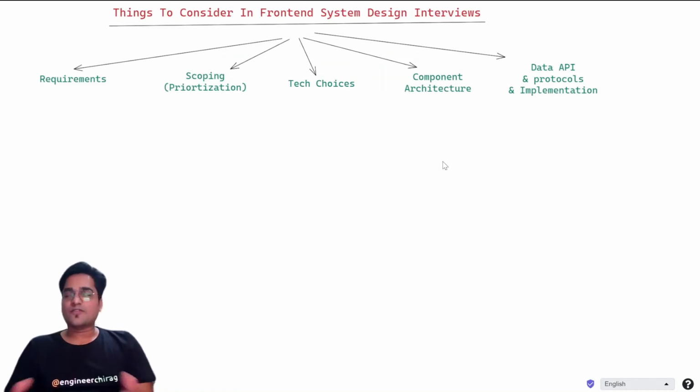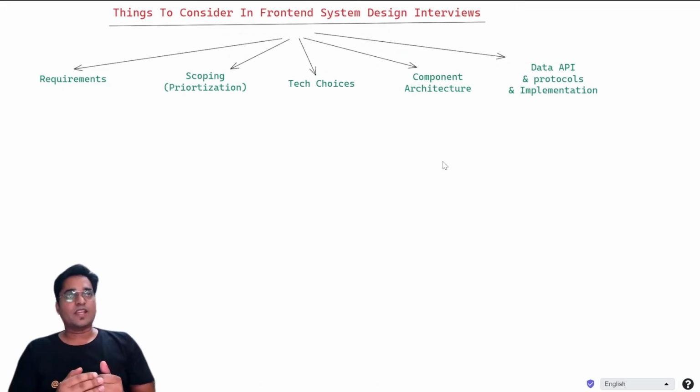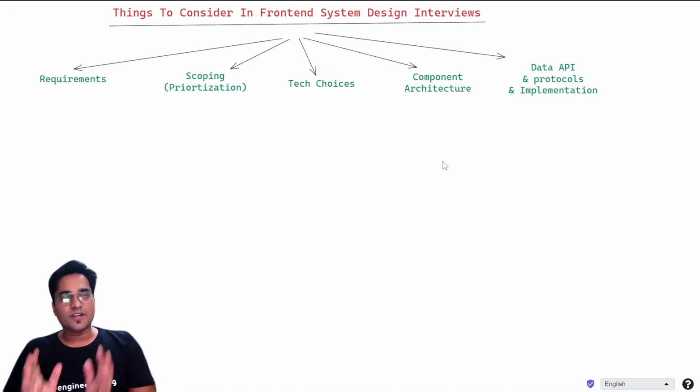So a couple of things. The first important thing is requirement gathering, right? What are the things that you want to have in your application from two perspectives, like functional requirements and non-functional requirements. Second is scoping and prioritization. You can't build everything in the first shot, right?